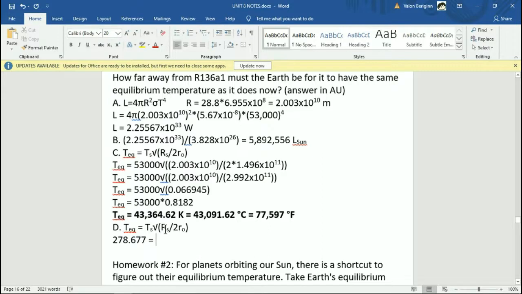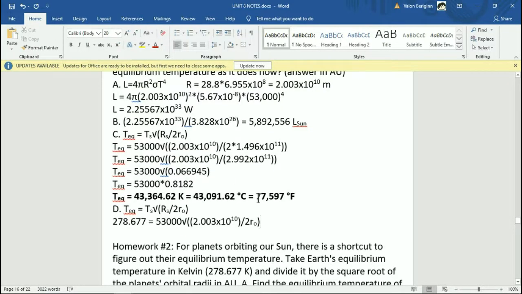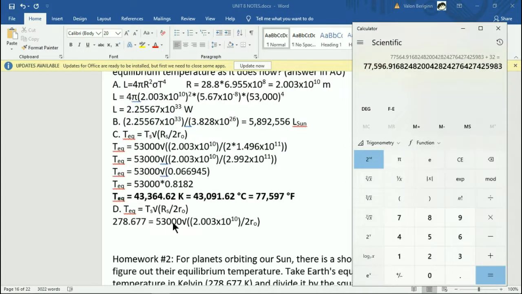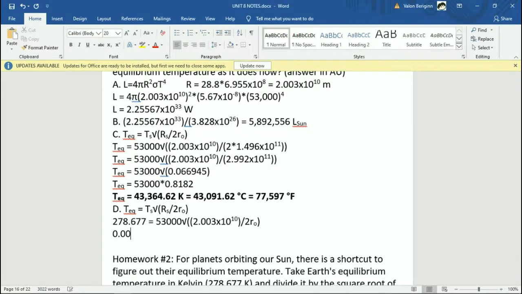Now, the temperature of the star and the radius of the star are the same as the previous question. The radius is 2.003 times 10 to the 10. But now what we're solving for is the radius of the orbit. So we've got to do some finagling here. First, we divide this by 53,000. So 278.677 divided by 53,000 gives you 0.005258. That then equals everything in this square root.